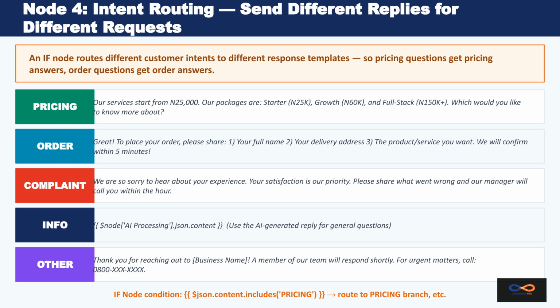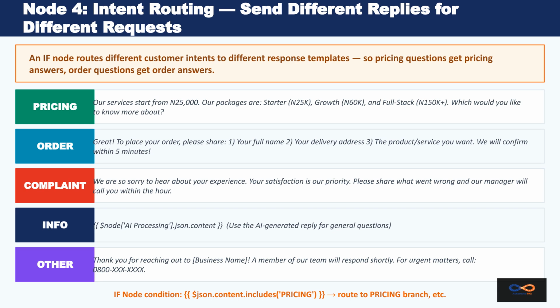The if node is what makes your bot smart instead of one-size-fits-all. Based on whether the AI detected a pricing question, an order, a complaint, or general information, the if node routes the conversation to a different branch with an appropriate template reply.